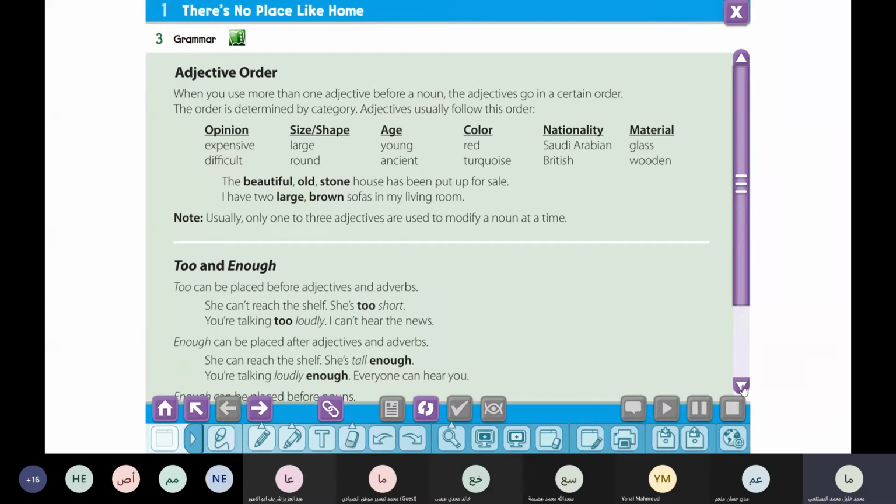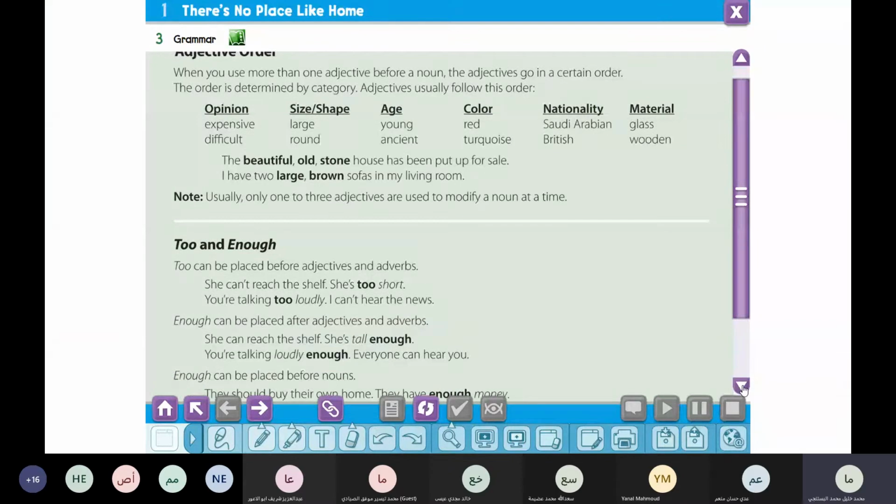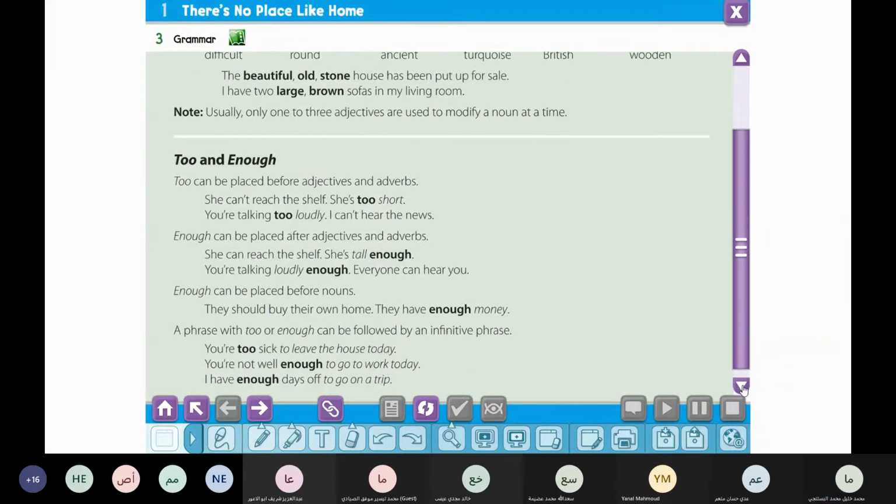Enough has another place, which comes before the noun. You realize enough can be placed before nouns. They should buy their own home. They have enough money. I don't have enough time. So enough has two places. First, it comes after the adjectives and adverbs, and second, it comes before what? The nouns. The last point here, talking about a phrase with too or enough, can be followed by an infinitive phrase. When we say infinitive phrase, it means to plus base form.